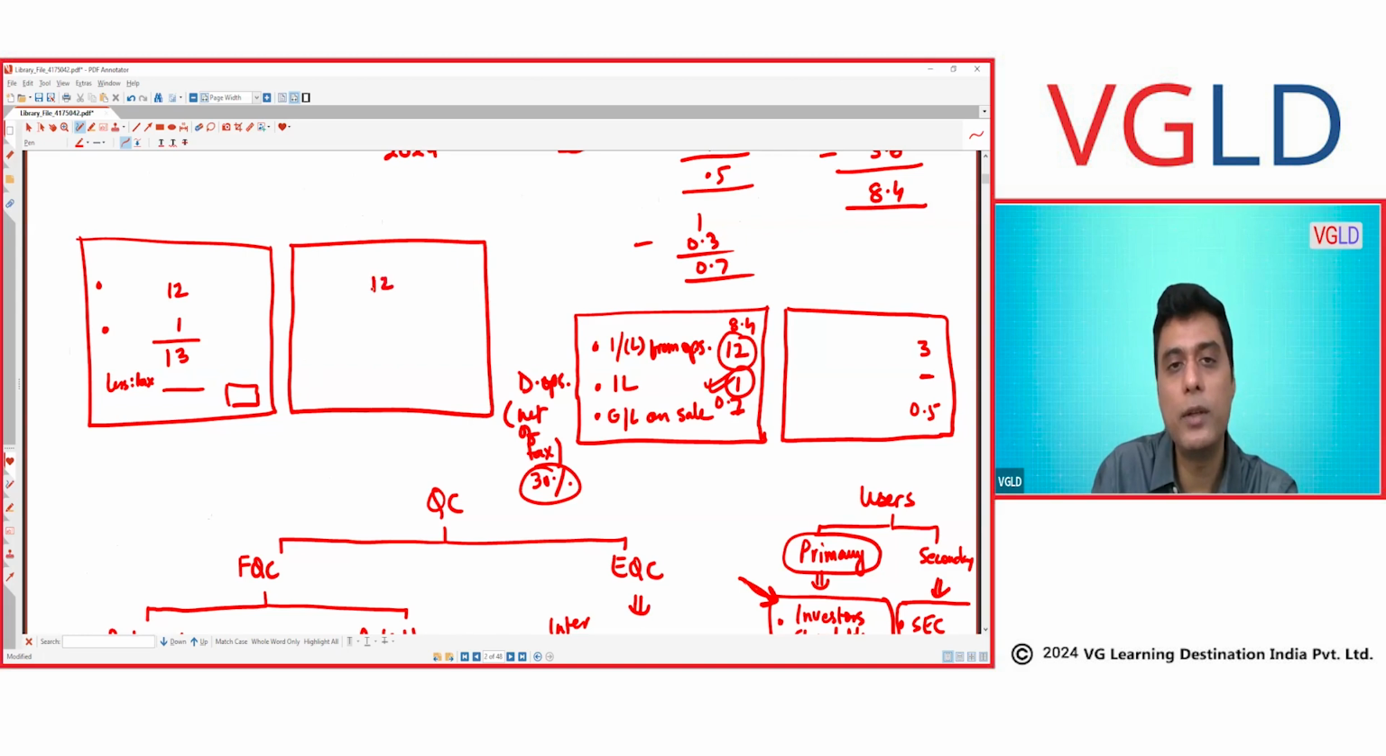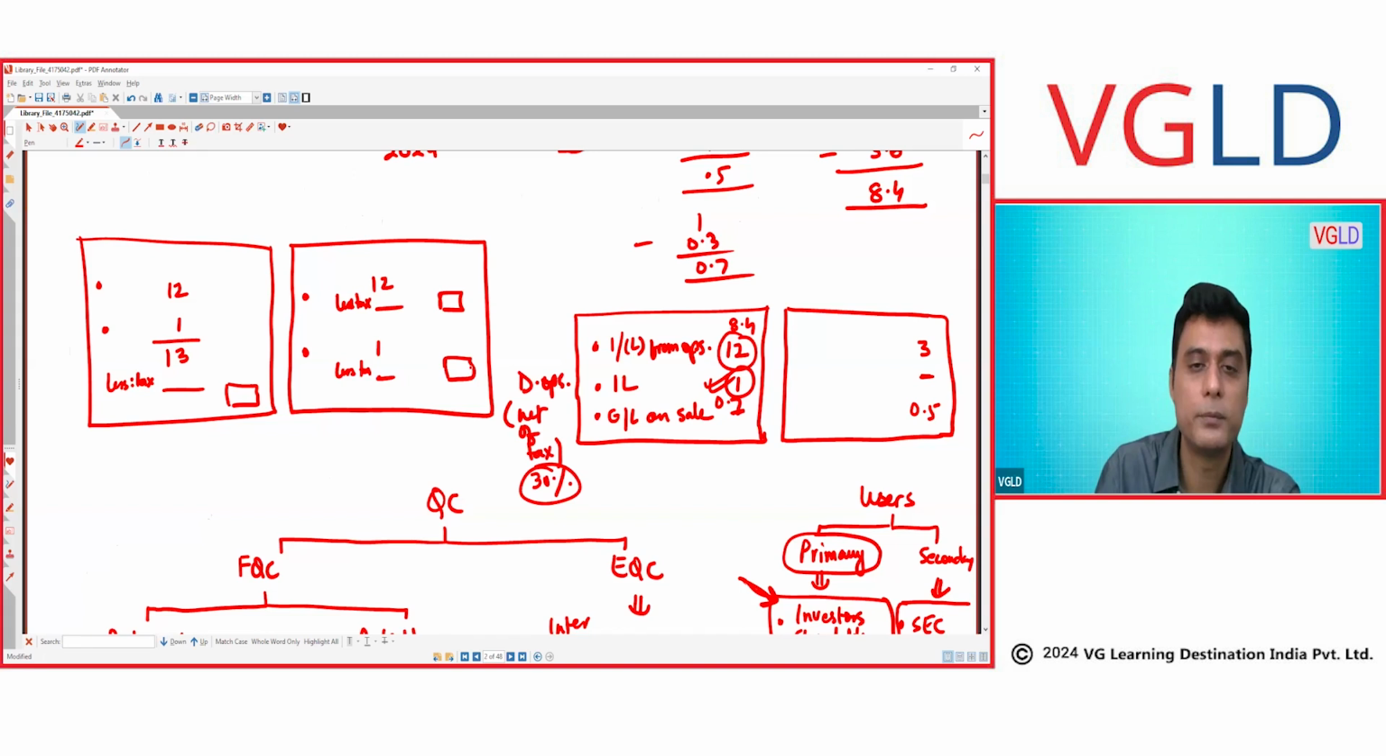You show 12 here and you do the less tax over here itself, and you show it in the outer column. Then you show the next item. This is the first item. Then you show the next item, 1, less tax, and you then show 0.7 in the outer. And then the total comes. The answer will obviously be the same.